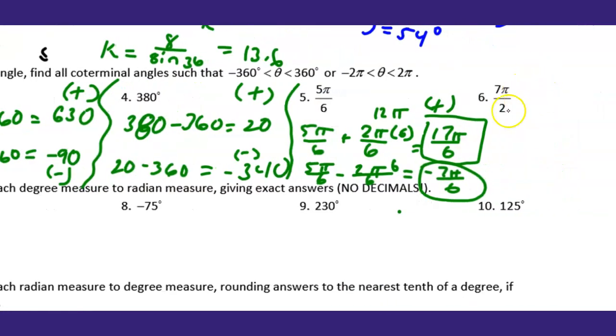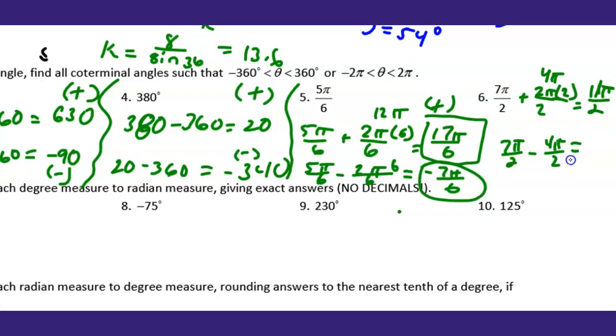And then right here, this last one, 7 pi over 2. If we add 2 pi, we have to add the 2 to the top and bottom, so that's 4 pi. So that's 11 pi over 2. That's coterminal. And then for a negative, we're going to subtract 4 pi over 2, which will give us, nope, that's not big enough, because that's going to be 3 pi over 2. So that's still positive. So we've got to find another one.